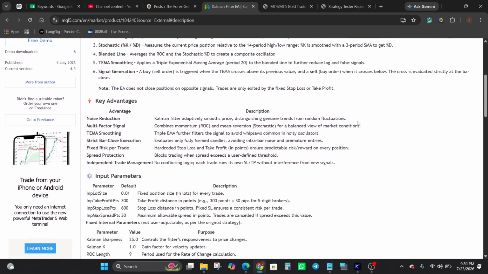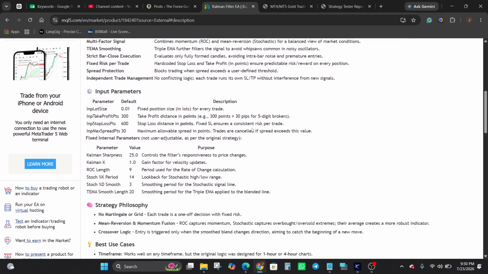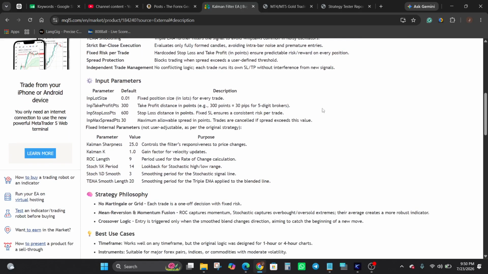Now, what stands out here from a mechanical perspective is that the EA operates strictly on bar close. Signals are evaluated only when a candle completes, which helps avoid intra-bar noise and premature entries. A buy or sell order triggers when the smooth TEMA line shifts direction across its previous value. In terms of trade management, every trade runs independently with a fixed stop loss and take profit. The EA doesn't close positions on opposite signals, nor does it track open positions dynamically. It simply opens a trade when signal conditions are met and lets hard-coded risk limits handle the exit.